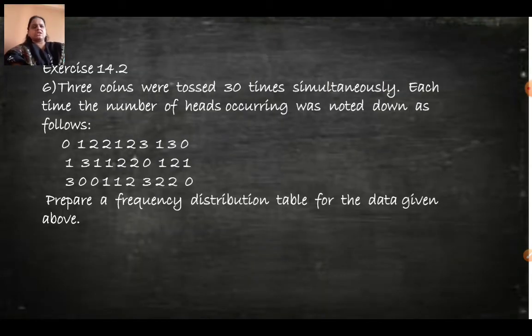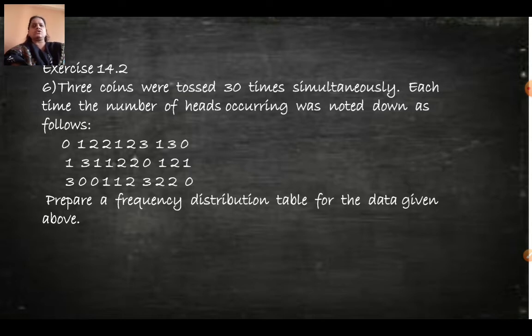See exercise 14.2, question number 6. 3 coins were tossed 30 times simultaneously. Each time the number of heads that occurred was noted down as follows. So it is 0, 1, 2, the data is given, and prepare the frequency distribution table for the given data.